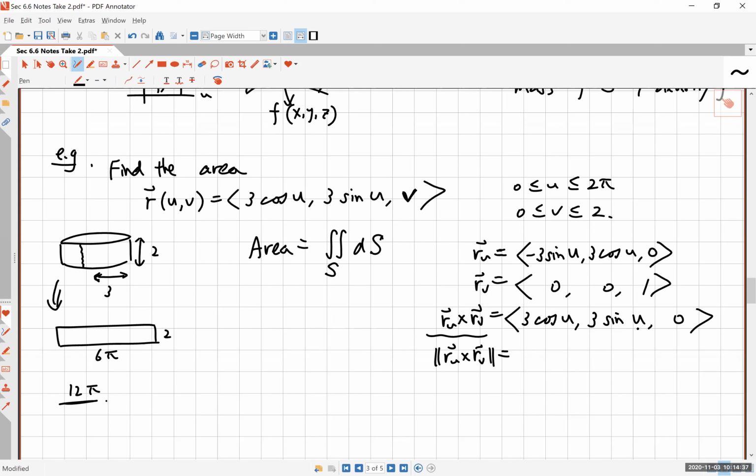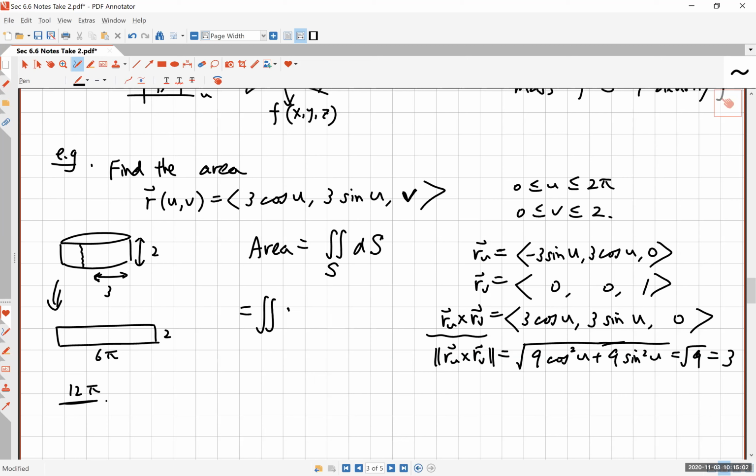So what's the magnitude of this? Well, that's pretty easy. It's the square root of 9 cosine squared u plus 9 sine squared u. And of course, that's the square root of 9, otherwise known as 3. So this is nice. Basically what we have is this.